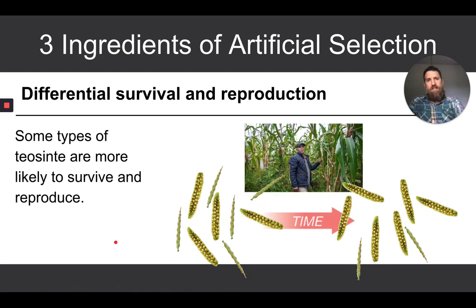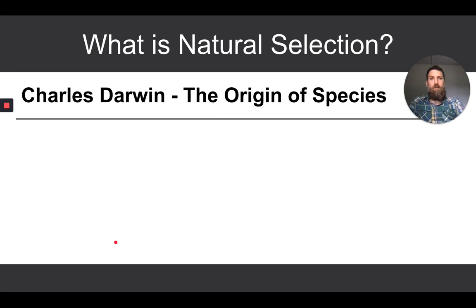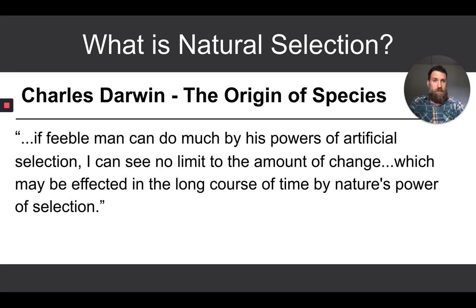Darwin recognized the similarities between natural selection and artificial selection. He wrote about it in his Origin of Species. He said, "If feeble man can do much by his powers of artificial selection, I can see no limit to the amount of change which may be effected in the long course of time by nature's power of selection."